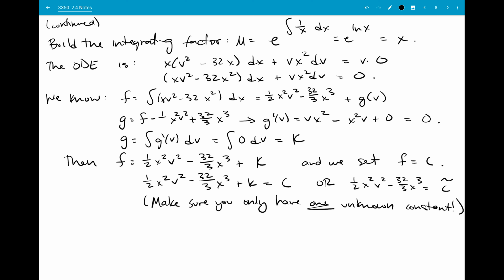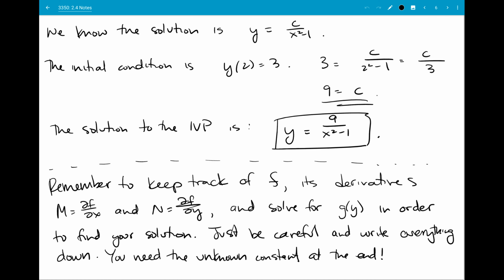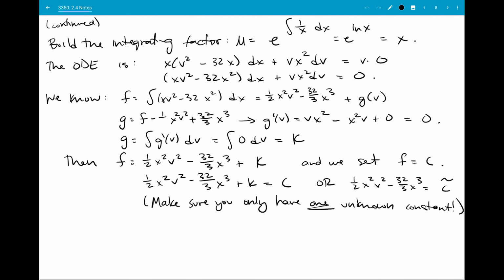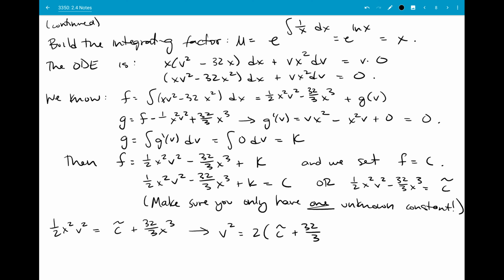And then the last step that we ever have is we have to solve for the variable we're trying to find. So we solve for y equals some stuff, or in our case, v equal to some stuff. So let's see, I've got 1/2 x squared v squared is equal to c tilde plus 32 over 3 x cubed. So v squared is equal to 2 times c tilde plus 32 over 3 x cubed, all divided by x squared. So v is equal to the square root of all that stuff.